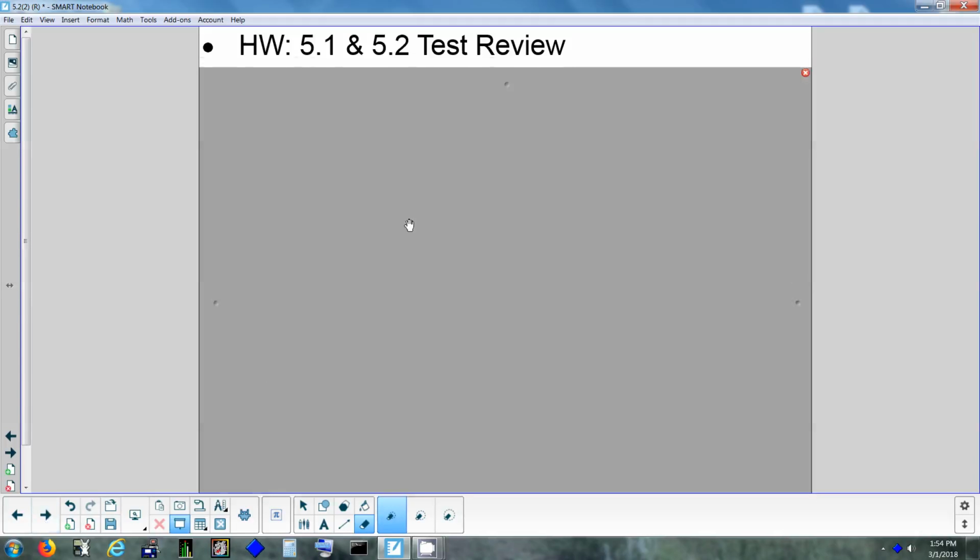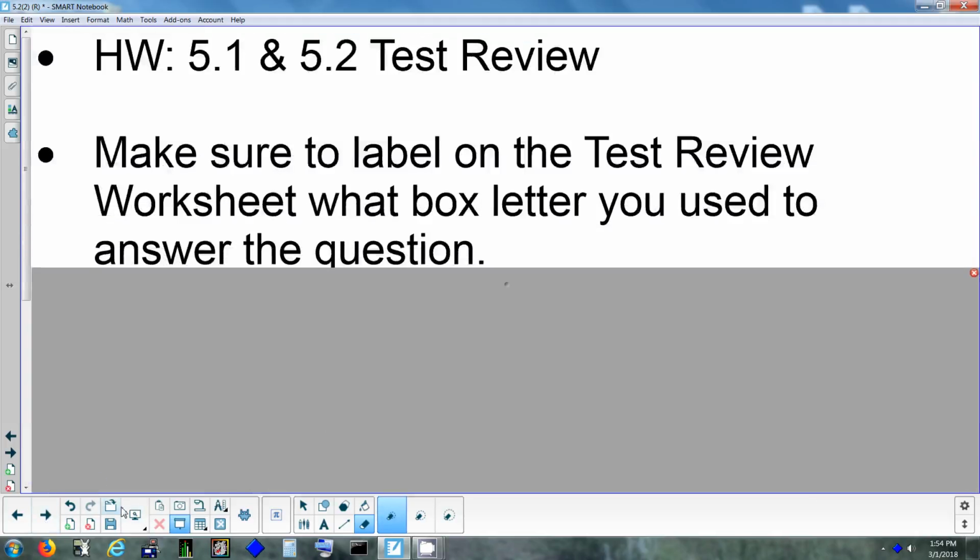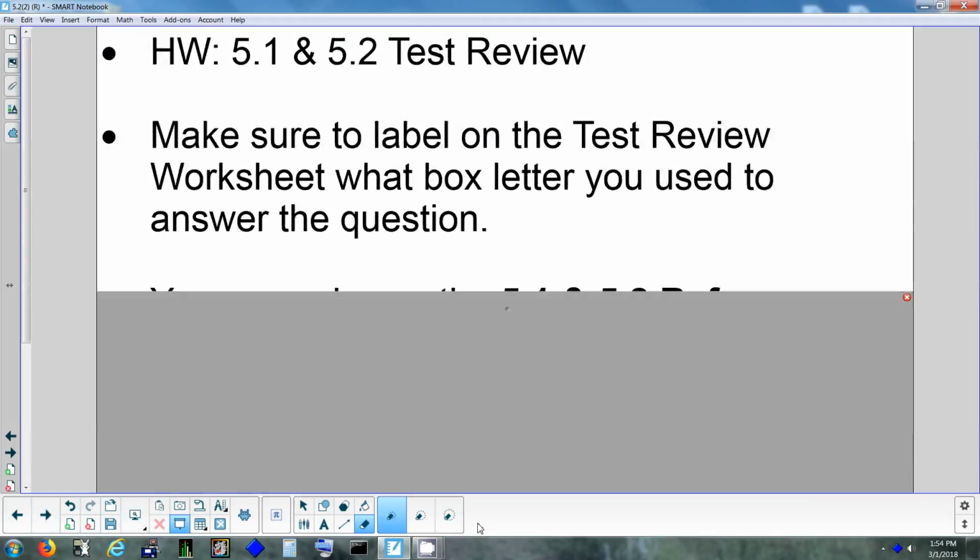So again, homework is the test review, which is on Google Classroom. You can print it off. On the test review, you'll see under each problem it says box. Listen guys, stop packing up and listen. Off of your reference sheet, you have to identify what example that problem on your test review is like. So if it's like box C, write box C. You're practicing going back and forth from your reference sheet.